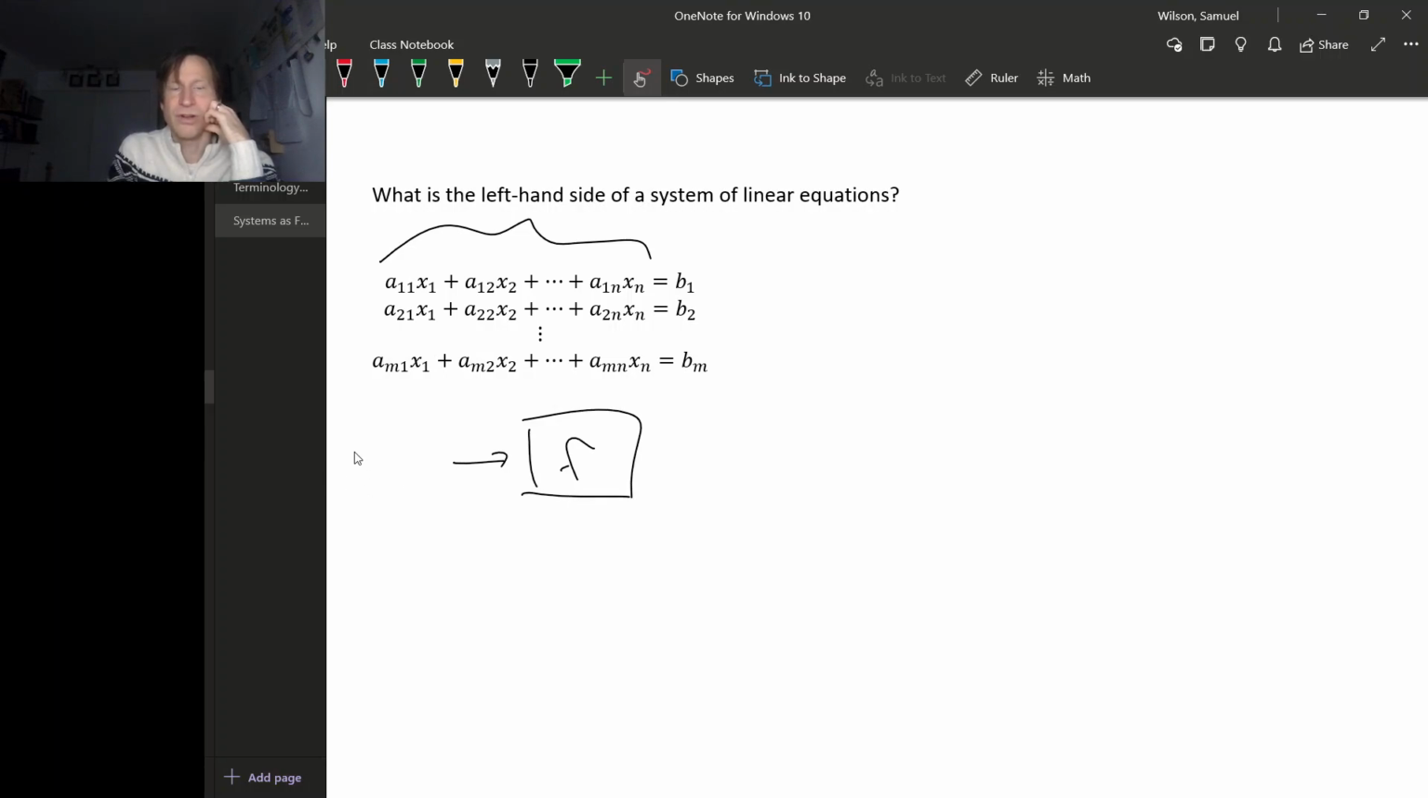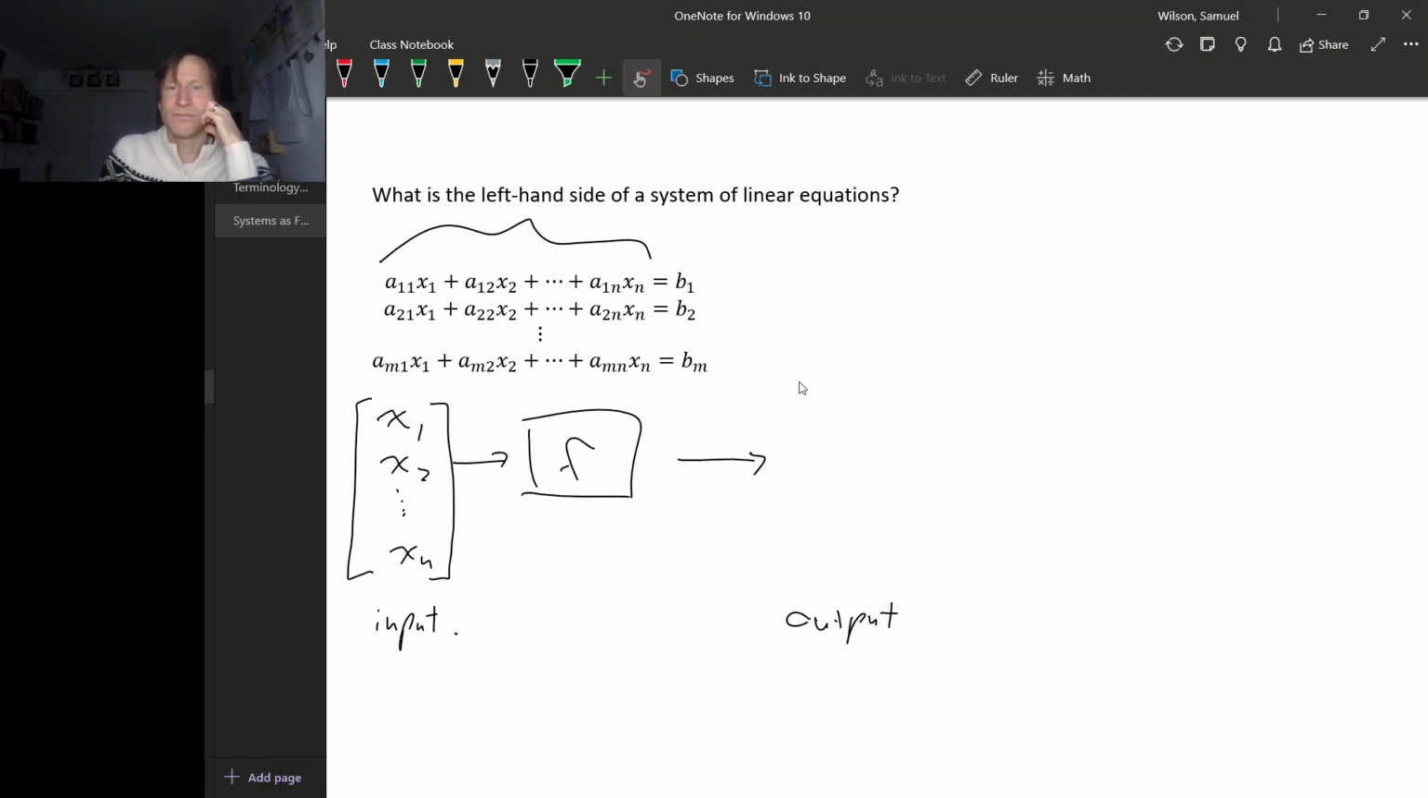So the input is your variable, but here we have many variables. So it's not just x1 that is the variable, it's also x2 and x3 all the way up to x sub n. So these are your inputs, or your input. Since there are many of them, we need to package them up somehow, and so we can package them up as a vector like this, a column vector in particular. And so this left-hand side does something to all of these values for the variable and produces an output.